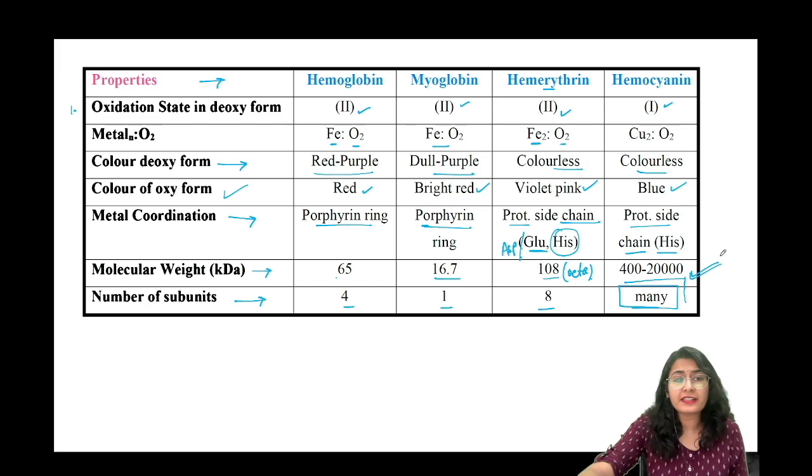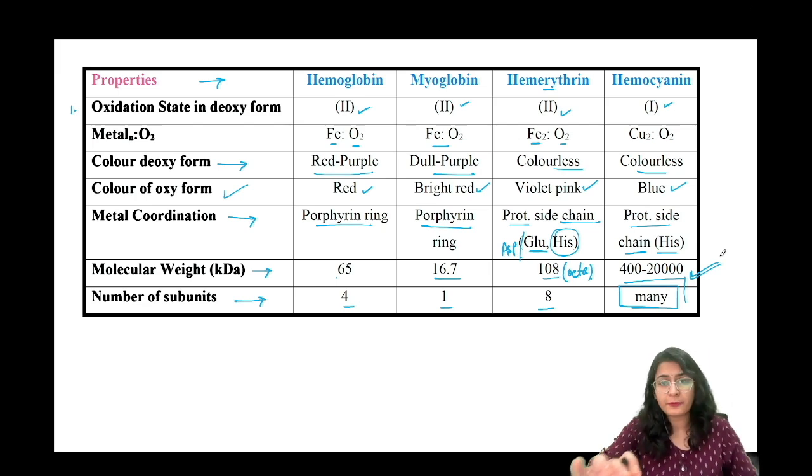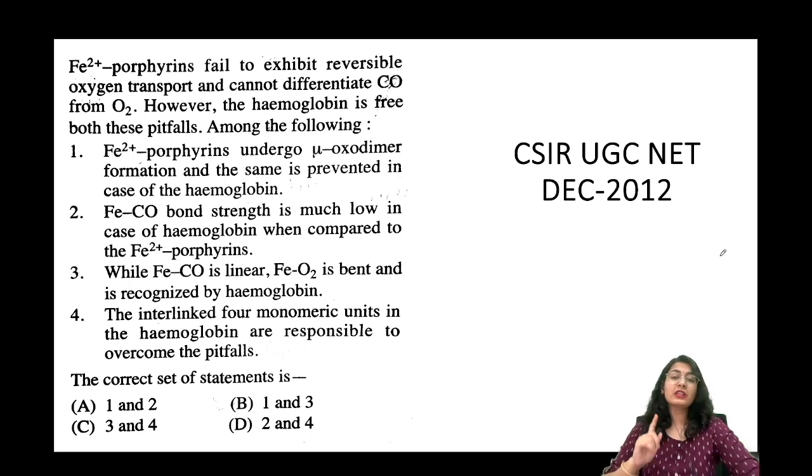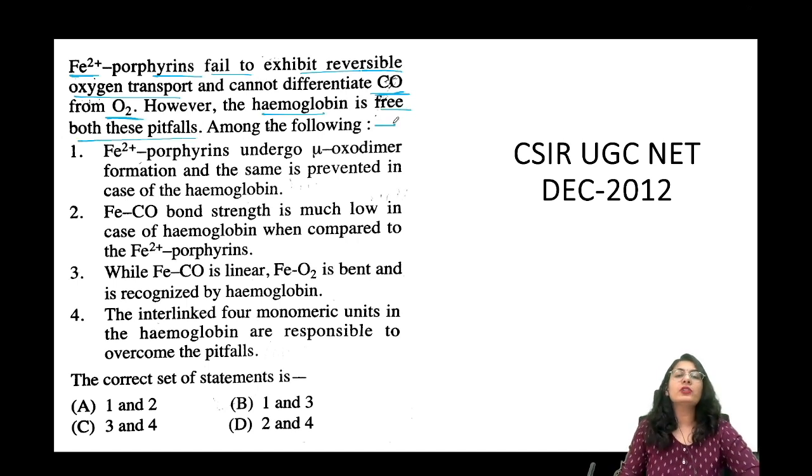Alright, I hope that this makes a lot of things clear about these 4 oxygen transport systems. Now we are going to do some really important questions which will make the topic even more clear. So first thing is iron 2+ porphyrins, they fail to exhibit reversible oxygen transport and cannot differentiate carbon monoxide from oxygen. However, hemoglobin is free from both of these pitfalls. Among the following, the correct set of statements is.